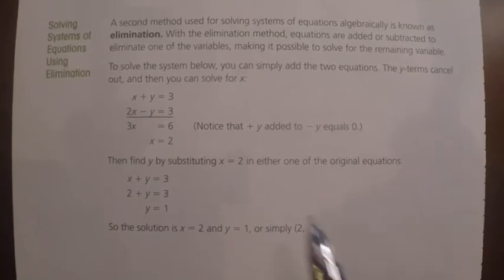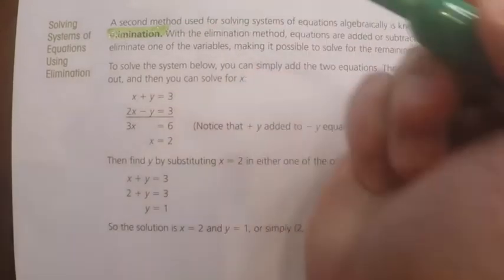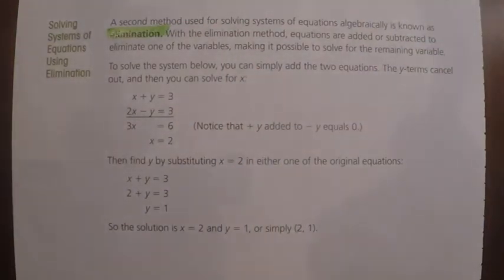So a second method used for solving systems of equations algebraically is known as elimination. So this is our second method here, elimination. Now, the elimination method is when equations are added or subtracted to eliminate one of the variables, making it possible to solve for the remaining variable. So to solve the system below, you can simply add the 2 equations and the y terms cancel out, so then you can solve for x.